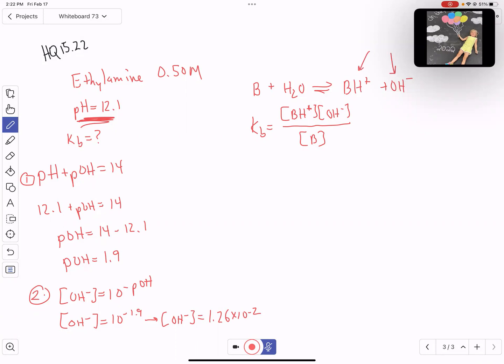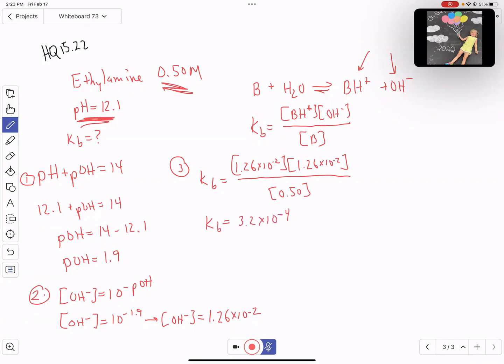So now I can find the Kb. All right, so step three, we're going to just plug in to find the Kb. So I got 1.26 times 10 to the minus 2 times 1.26 times 10 to the minus 2, all over the initial concentration, 0.5 molar. All right, so I'm going to square that, divide that by 0.5, and I get a Kb for this base of approximately 3.2 times 10 to the minus 4.